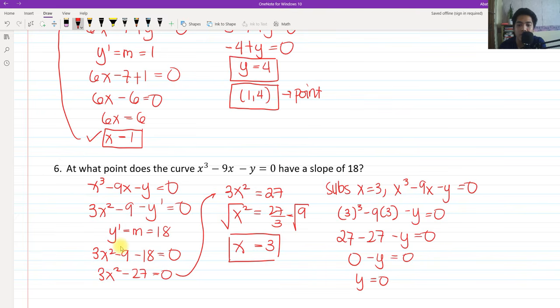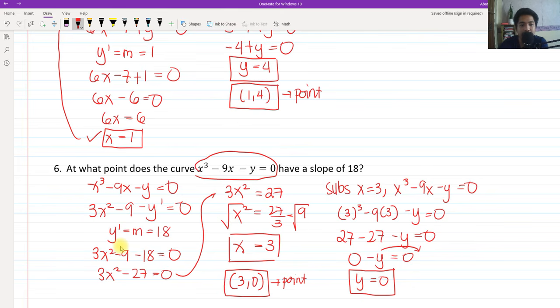If we transpose this negative y, we have y equals 0. So the point is (3, 0). This is the final answer. That is the point wherein this curve will have a slope of 18.